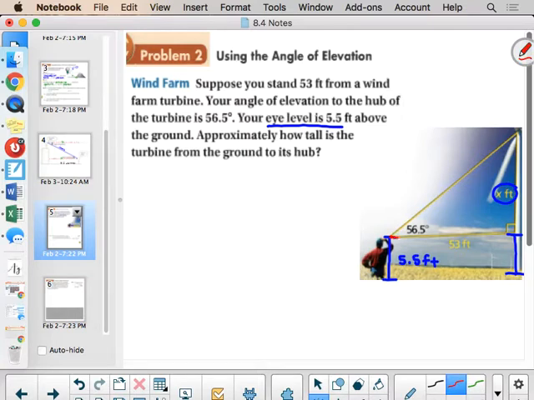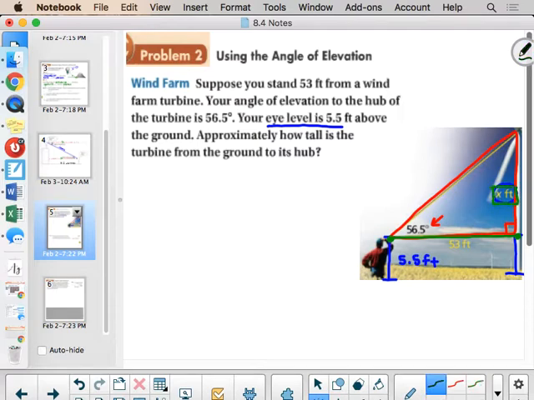So let's take a look at this right triangle that creates a situation. I have my angle of elevation, once again created by a horizontal line. And I have recognized that the distance from my eyeball to this turbine right here is 53 feet, because that's how far apart I'm standing from the turbine. And what I'm trying to find is this chunk of the height.